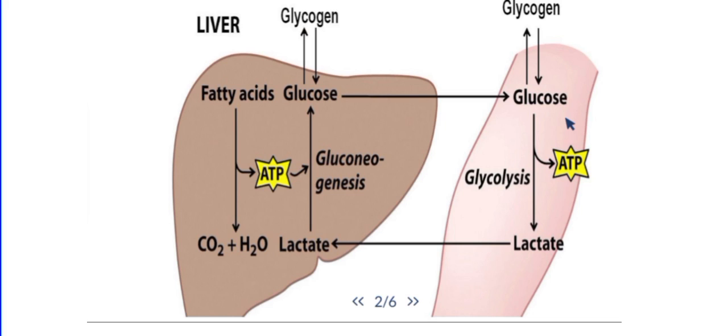Pyruvate can enter into what we call the Krebs cycle, and that can only happen if there is oxygen. In the absence of oxygen, pyruvate is going to be transformed into what we call lactate. This lactate cannot be utilized in the muscles, so it must be taken to the liver. It is going to be transported through blood all the way to the liver.